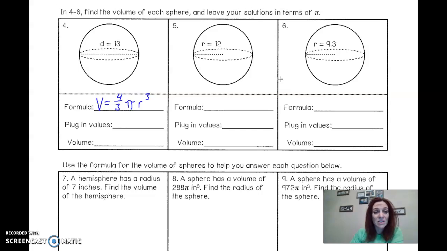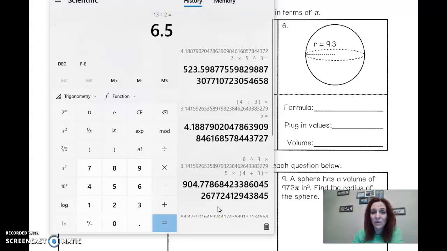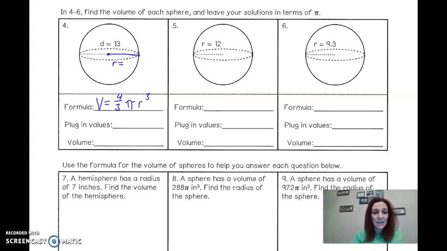So if the diameter, the distance all the way across, is 13, then the distance from the center out, the radius, is half of 13. So you just grab your calculator and either times it by a half or divide by 2, and we know that our radius has to be 6.5. So that's what we're plugging in for r. So we have 4/3 times pi times 6.5 to the third.